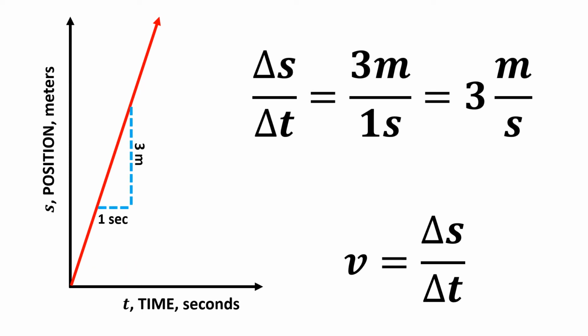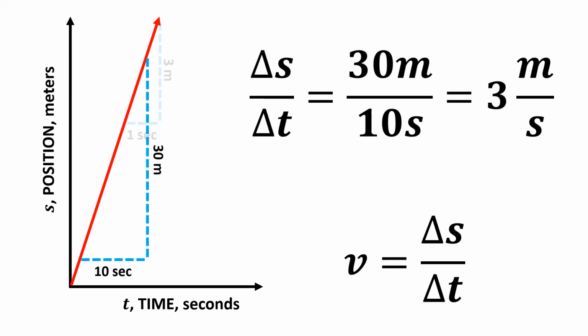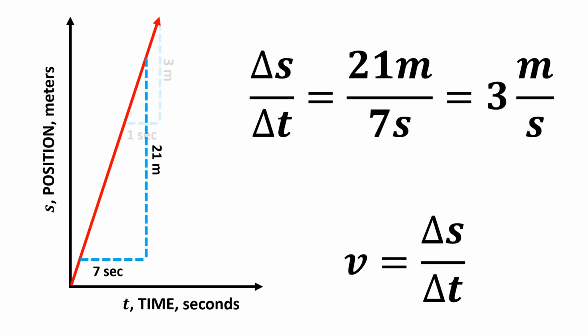Now, if this object has a constant rate of change, let's say 3 meters per second, then we know that for any time frame of 1 second, it will move by 3 meters. In fact, it will move 3 meters in 1 second, 30 meters in 10 seconds, 21 meters in 7 seconds, etc. Furthermore, it doesn't matter whether we are measuring this velocity near t equals 0 or near t equals 1,000,000 seconds. The graph of its position versus time is a straight line for all values of t, and its rate of change is identical to its constant slope.